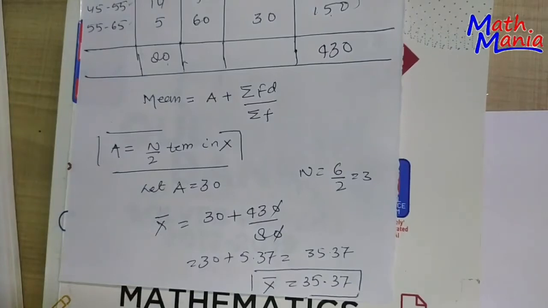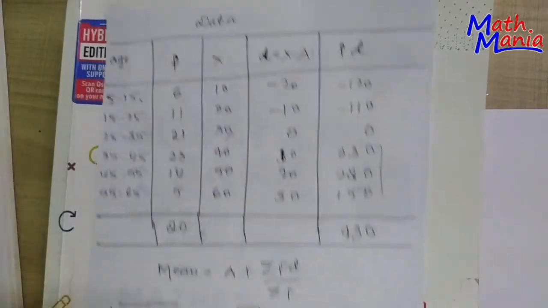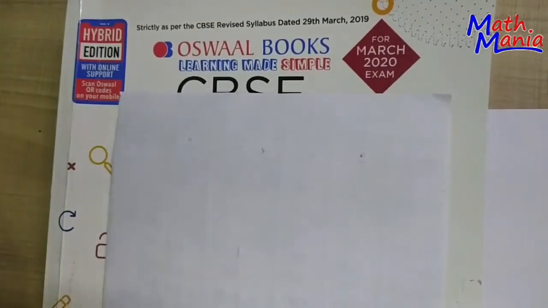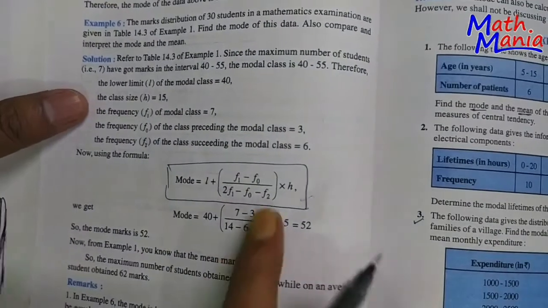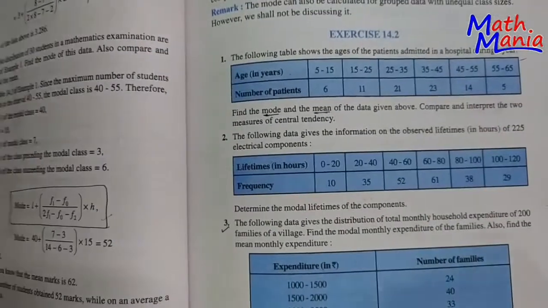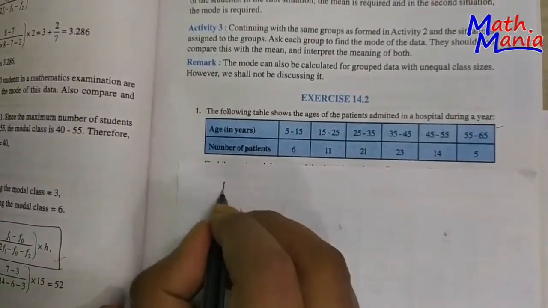Afterwards we need to find out its mode, as two questions were asked in this question. We have to find the mean, which we have already completed. Now we have to find the mode of this information. So let's see the mode. Mode is easy for you. We have to use the formula for mode.